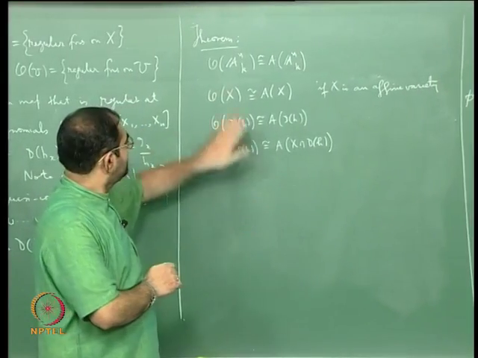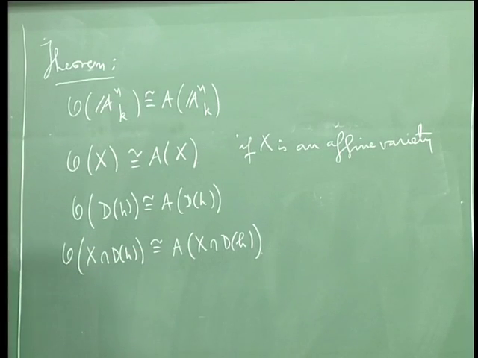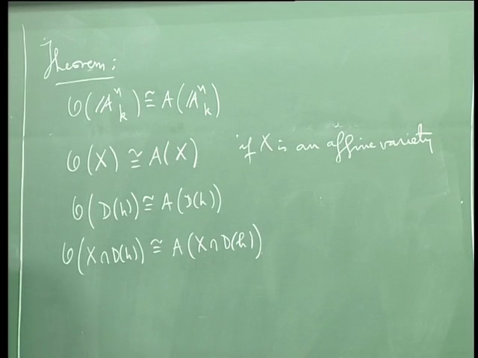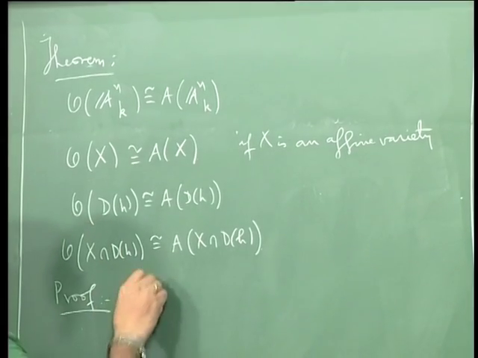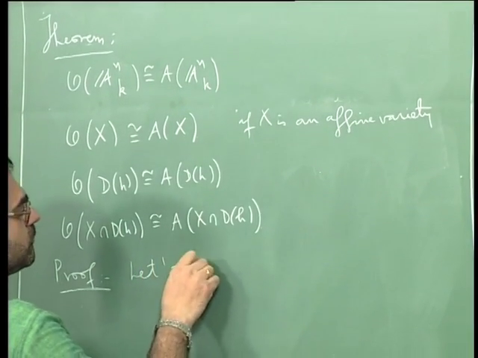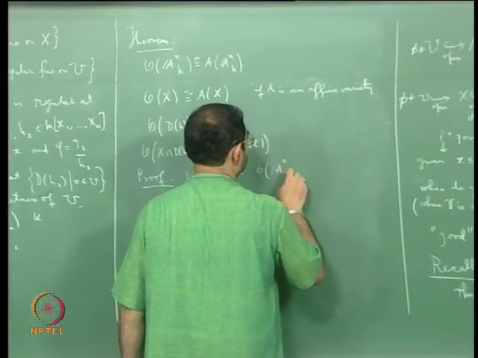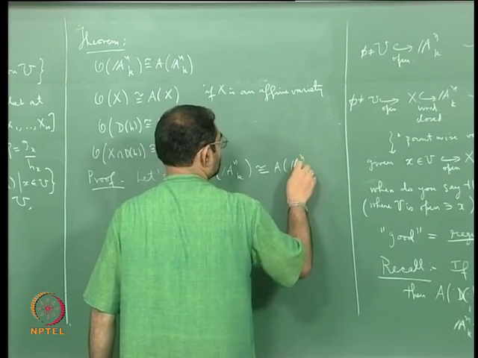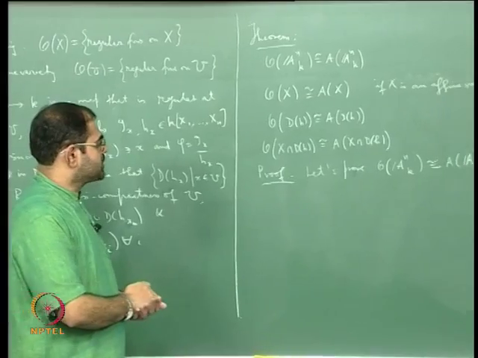So what I'll do is first prove the first one, and in fact you can see that you can deduce the remaining if you are a little careful and just apply the same philosophy as the proof of the first. So let's prove O of A^n is isomorphic to A of A^n. Let's prove this. So how does one do this?